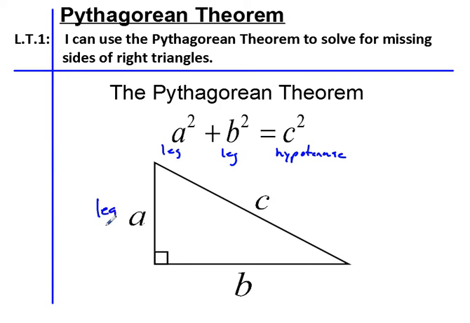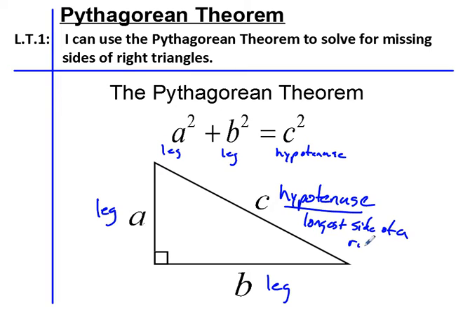A and B are called the legs. It doesn't matter which side is A or B, as long as they are never ever the longest side. C has to always be the hypotenuse. It is the longest side of a right triangle. So what we're going to do is use these pieces and this formula to figure out missing parts of right triangles.